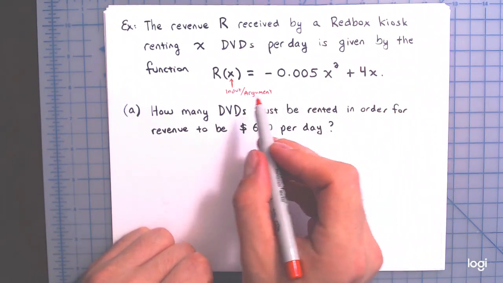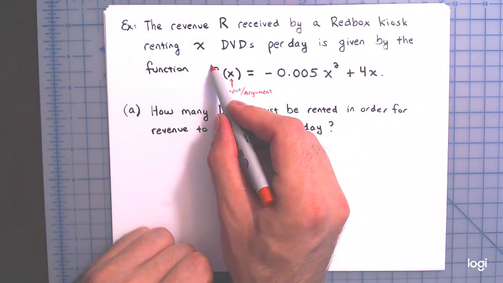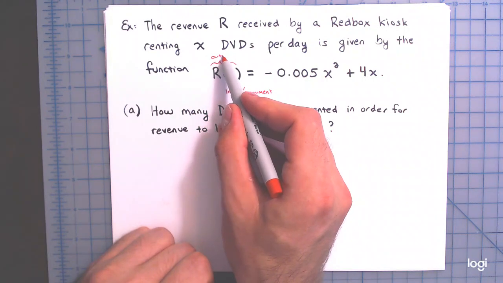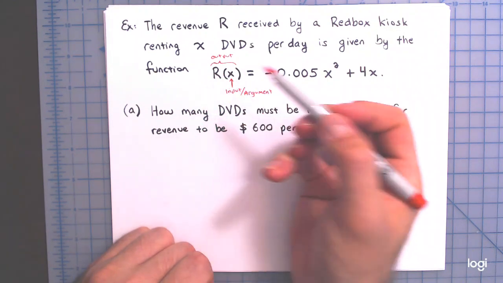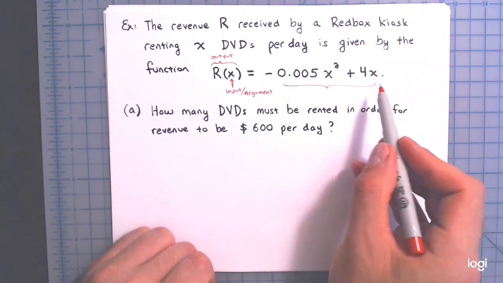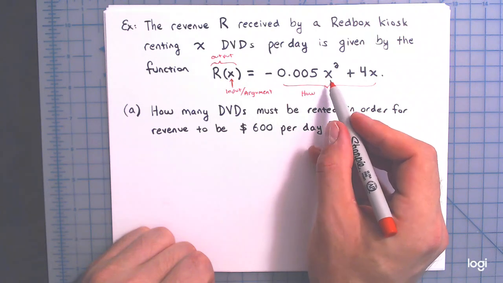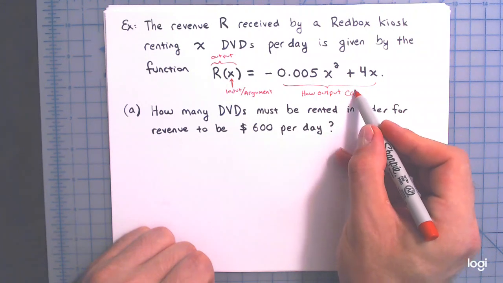I've put up other videos on function notation. And then R of x, this is the output, or you could just say R is the output or the name of the function. And then over here on the other side of the equal sign is how the output is calculated given an input of x.